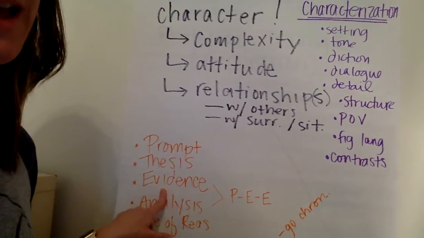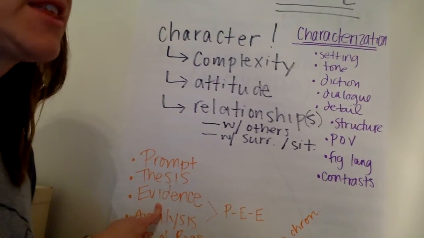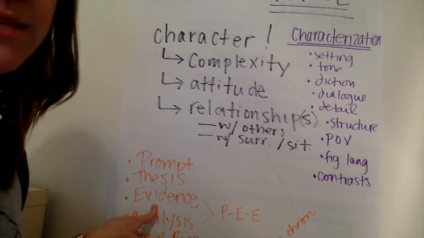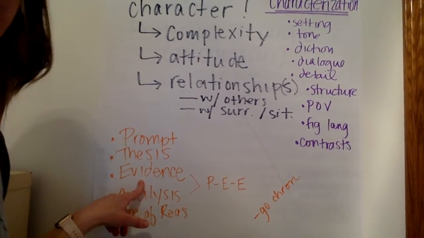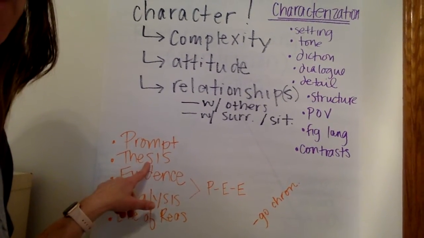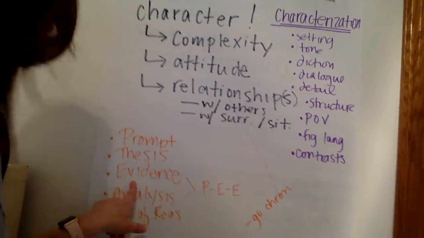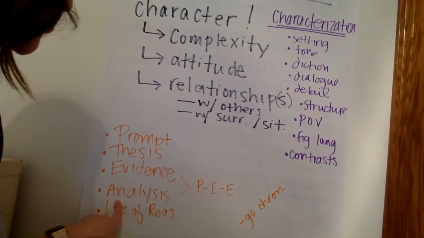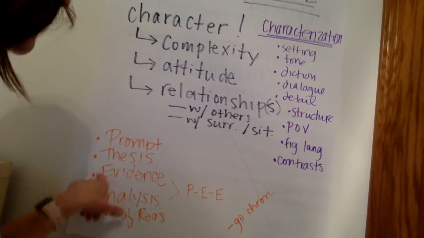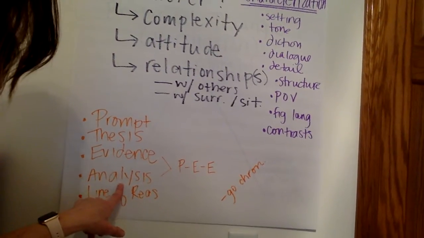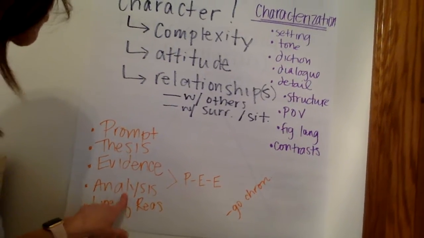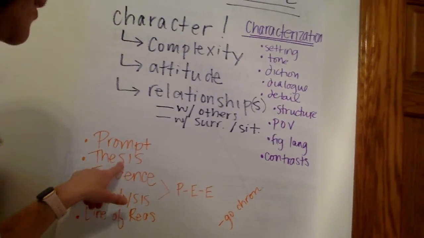Okay, next we've got evidence. So once I have a thesis, then I need to make some claims and explain my thesis and prove my thesis. So basically prove that your thesis is right with evidence from the text. Then we've also got analysis here. So you're going to give your thesis and then you're going to make some claims and you're going to provide evidence. But the analysis is really where you explain, hey, this is why my evidence proves my claims or my thesis.